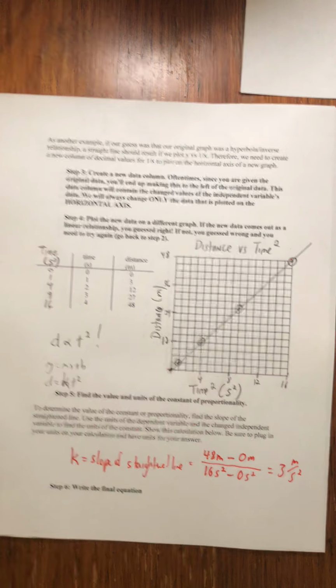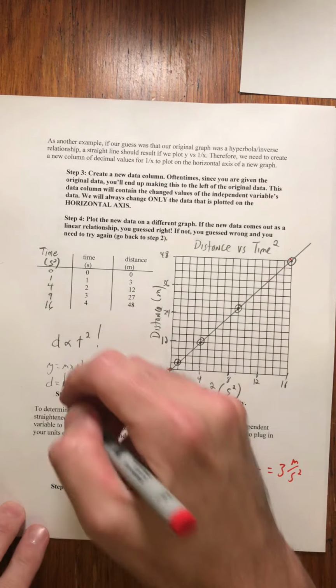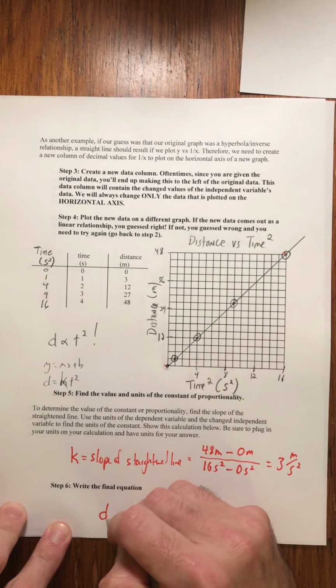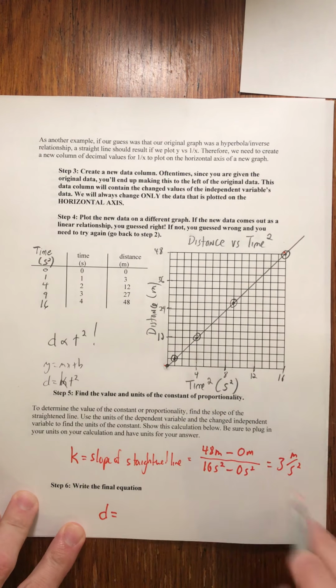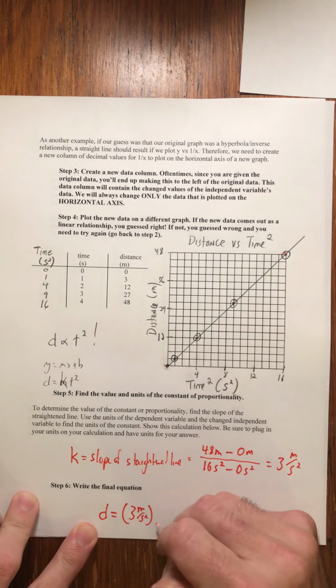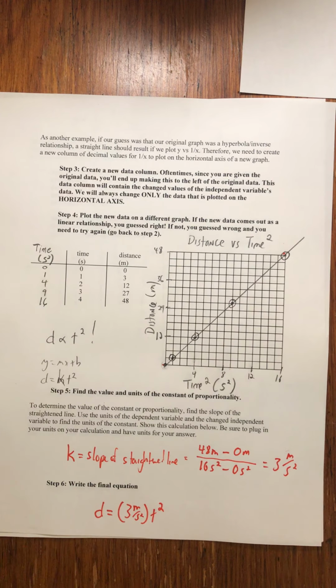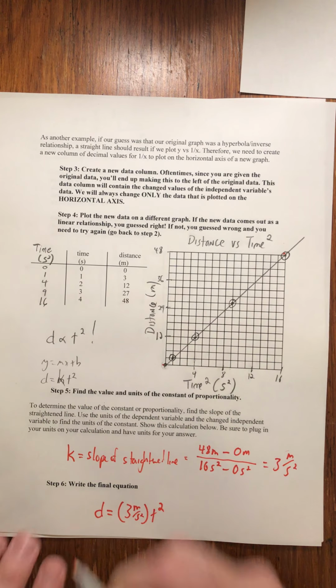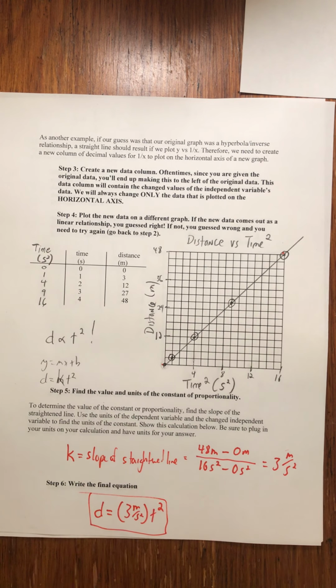All right. Hopefully what you did is you just took our general form. Distance is equal to, you take your slope, put it in parentheses, 3 meters per second squared, times t squared, and then you're done. Okay, and box it. That's our final answer. Well done, everyone. All right, that's the process.